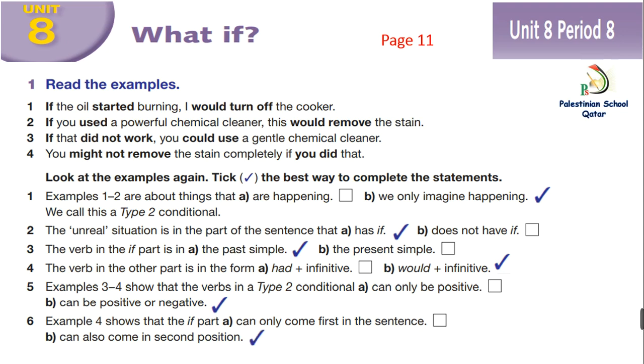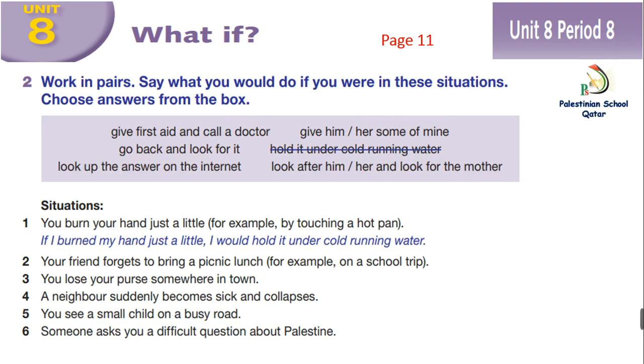Okay, everybody, now let's come to exercise number 2. Here in this exercise, work in pairs, say what you would do if you were in these situations. Choose answers from the box. Let's read the box: give first aid and call a doctor. Go back and look for it. Look up the answer on the internet. Give him or her some of mine. Hold it under cold running water. Look after him or her and look for the mother.